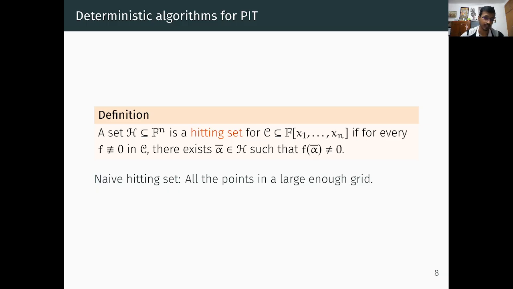And if the class of polynomials you care about is, let's say, all degree D polynomials with n variables, then a naive hitting set, because of Schwartz-Zippel lemma, is all the points in a large enough grid. And one of the goals of algebraic complexity theory is to find smaller hitting sets for structured classes of polynomials.